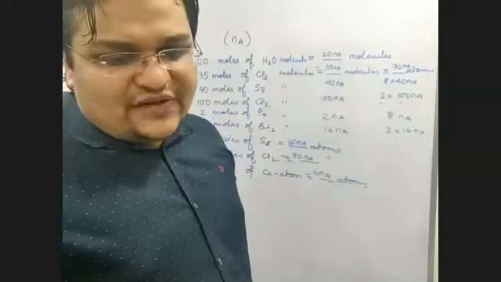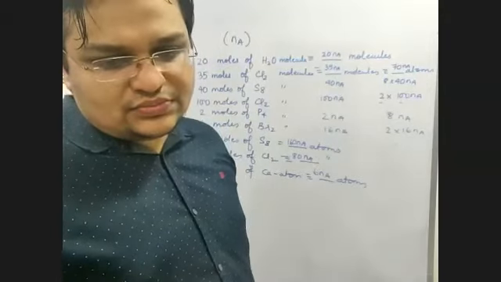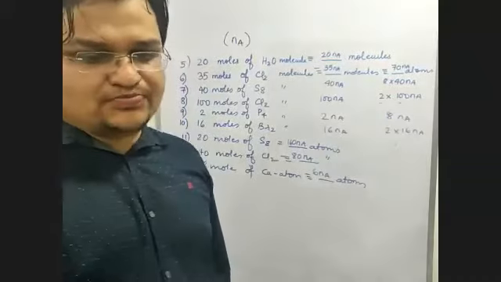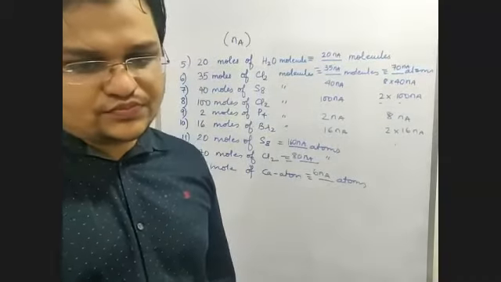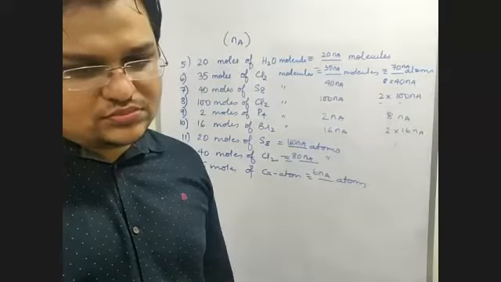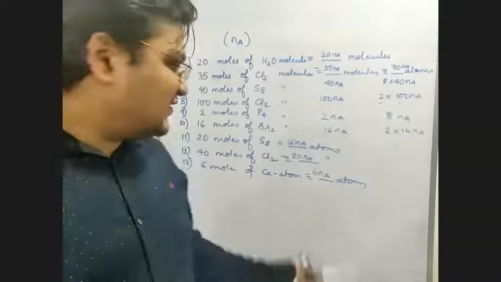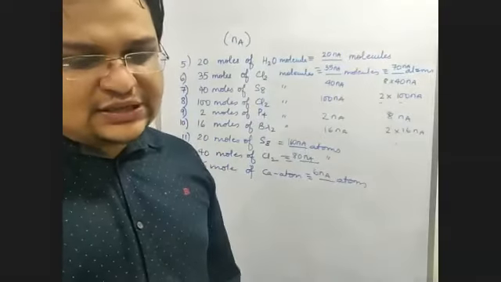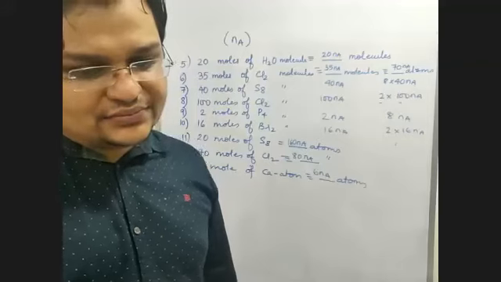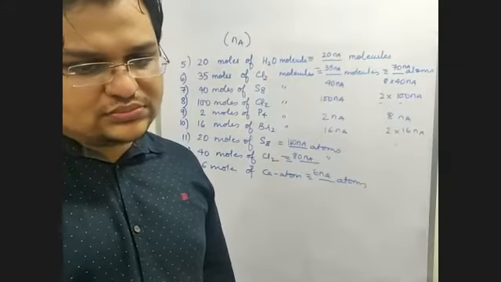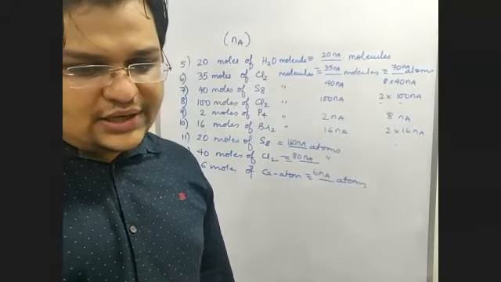Guys, can we simplify one or two questions here? Actually, can we simplify the last one? Let's simplify the last one. So what will it become? 6 into 6 into 10 to 23, 36 into 10 to 23. Is this clear?